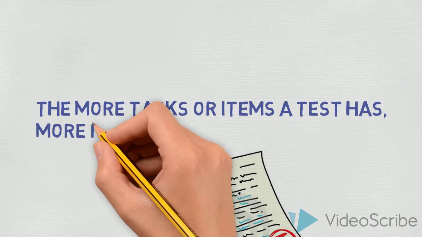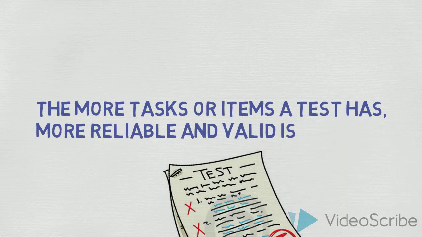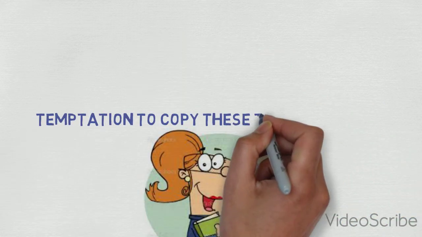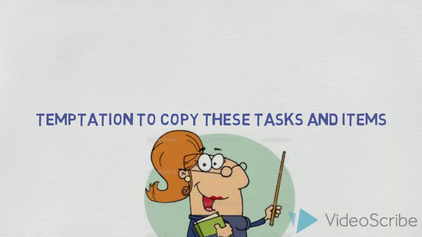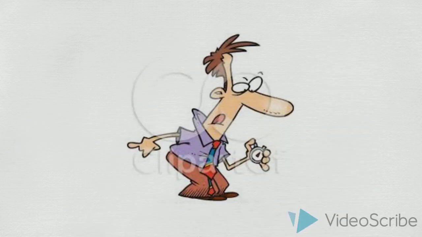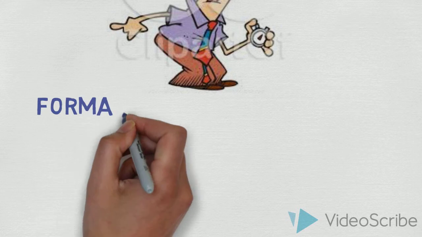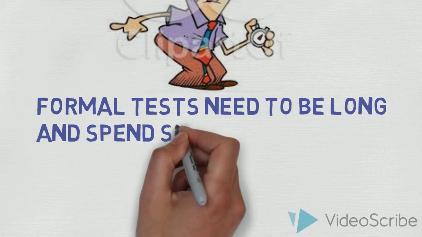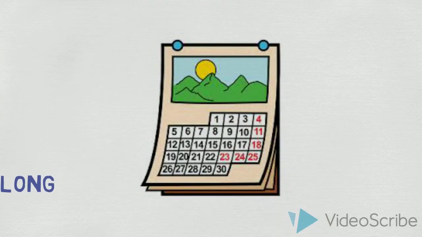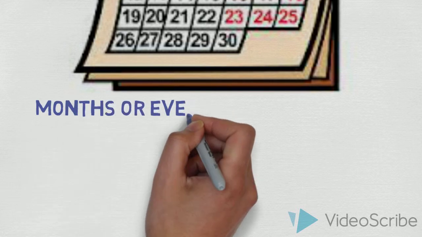Otherwise, it has been accepted that the more tasks or items a test contains, the more reliable and valid it is. Due to this reliability and validity, the authors mention that there is a temptation for teachers to try to copy these items and tasks, especially when there is a requirement for recording progress in some institutions. Additionally, Fulcher and Davidson mention that while formal tests need to be as long as possible for collecting evidence in short periods of time, a teacher can take months or even years to collect holistic learning evidence.